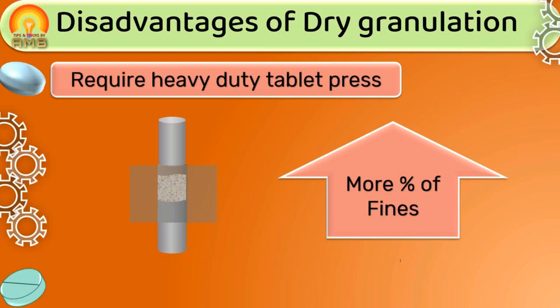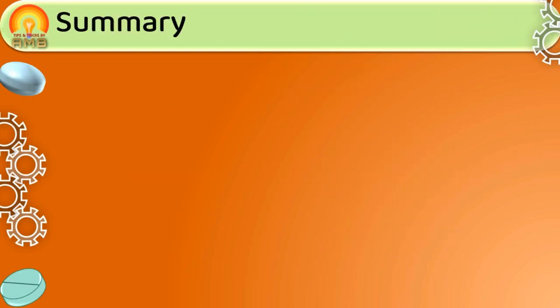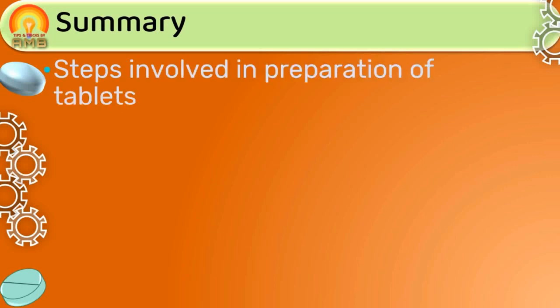Now it's time to summarize today's session. We discussed that preparation of granules ready for compression, compression of granules into the tablet, coating of tablets and evaluation of tablets are the steps involved in preparation of tablets. Then we discussed the granulation process in detail.